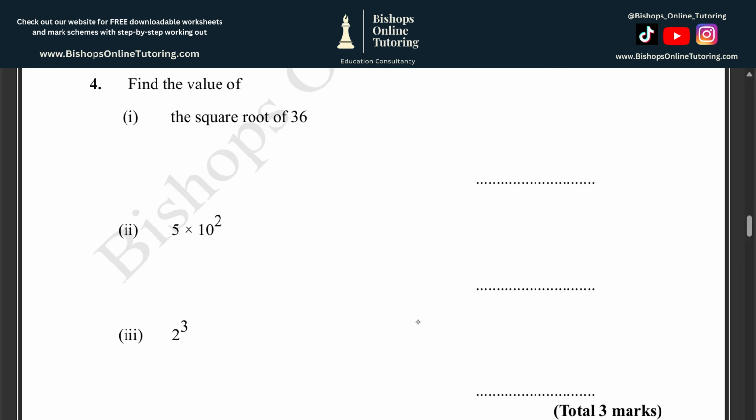Find the value of the square root of 36. So essentially we're looking for a number which gives us 36 when we multiply that number by itself. So instantly you should be able to figure out that 6 times 6 is equal to 36. So the square root of 36 will be 6.